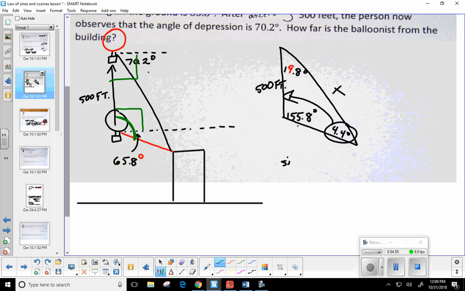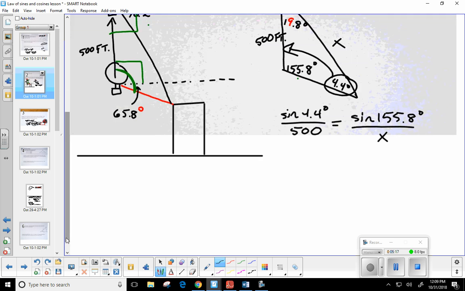So I'm going to go ahead and say sine of 4.4 degrees over 500 equals. Now, if I want the one side that's labeled x, I have to use what angle measure? The 155.8, I've got to use that pair as well. So sine of 155.8 degrees, this is going to be over x. Okay, this is what we were talking about yesterday. How do I solve a proportion? Always cross multiply.